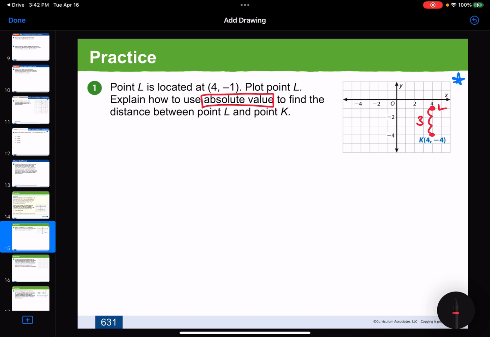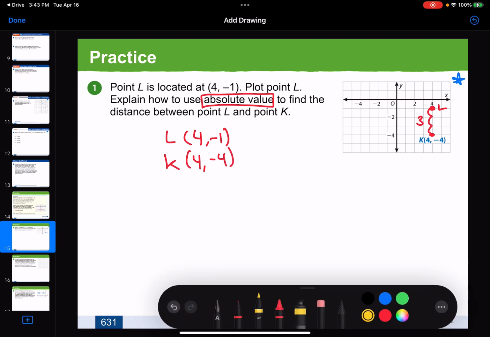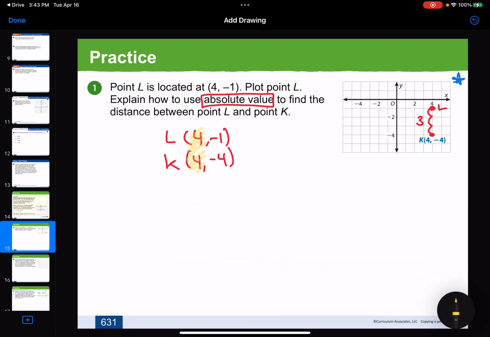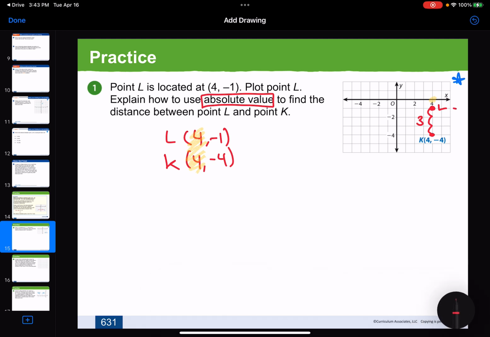Okay, well, the point L at 4 comma negative 1, the point K at 4 comma negative 4, have the same x value, right? Let me grab my highlighter for a second. They have the same x value. Okay, that means that they're staying here, they're only moving up and down. L is moving from -1 to -4 on the y-axis.